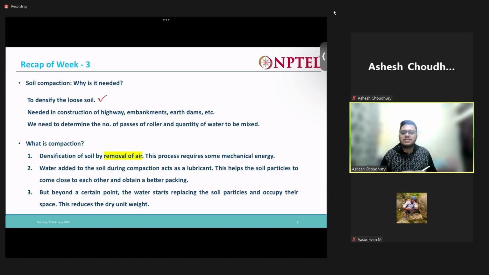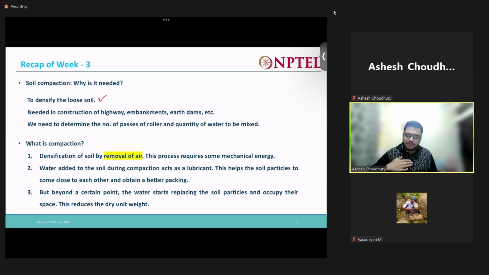So this compaction theory, or this chapter, will help us in calculating the amount of soil that we need to borrow from someplace else to construct our embankment or our engineering structure, fulfilling certain criteria. Those criteria might be density, volume, anything. We will be learning certain concepts using which we will be able to numerically calculate how much water we need to mix, how many passes of roller.